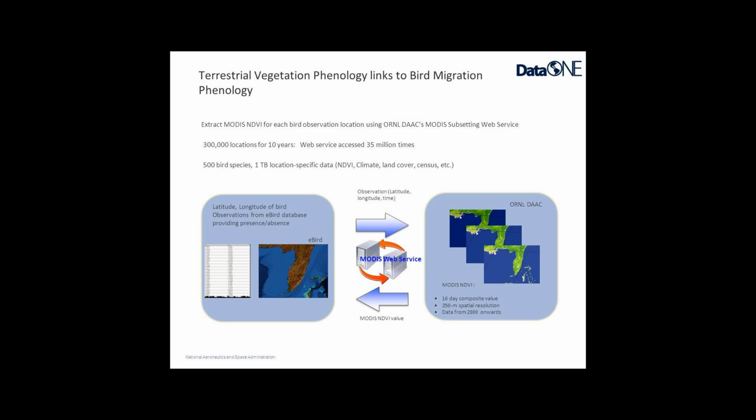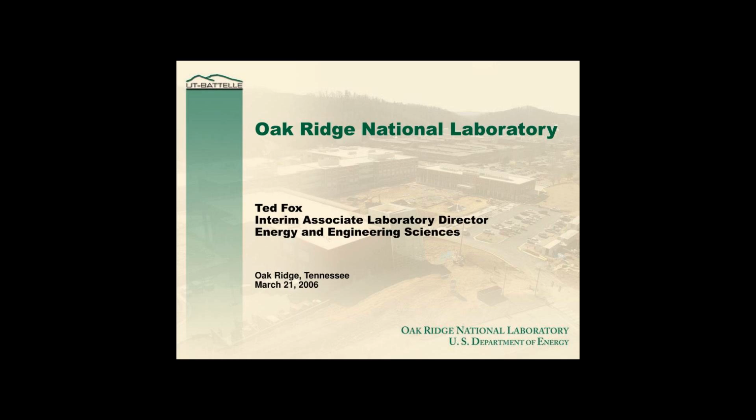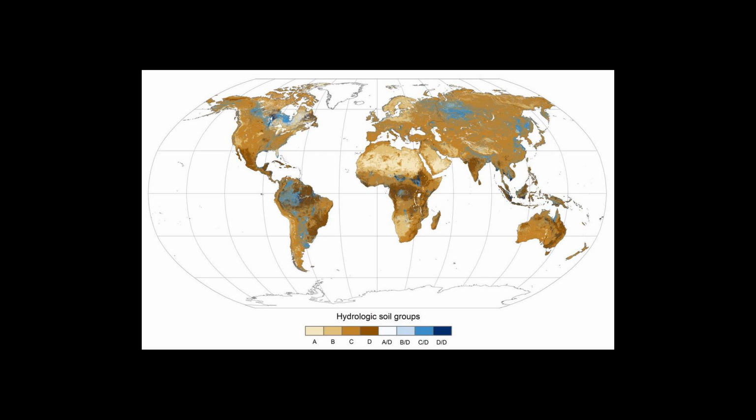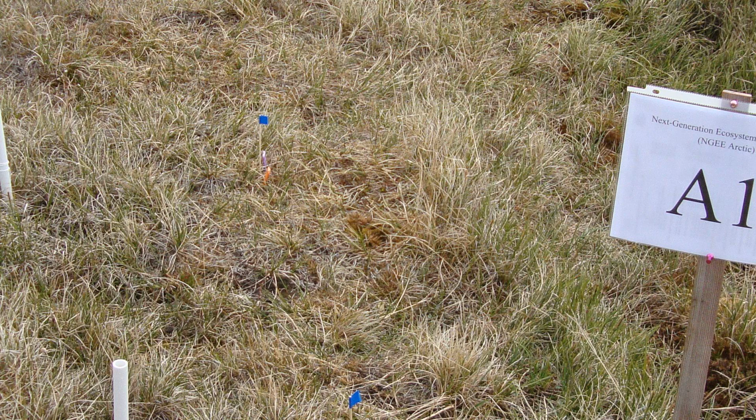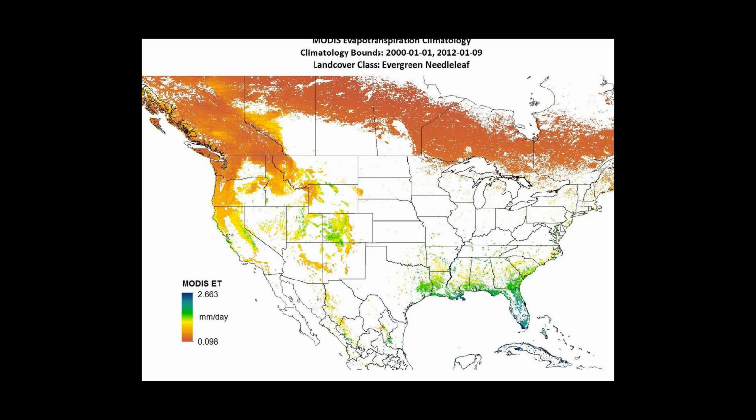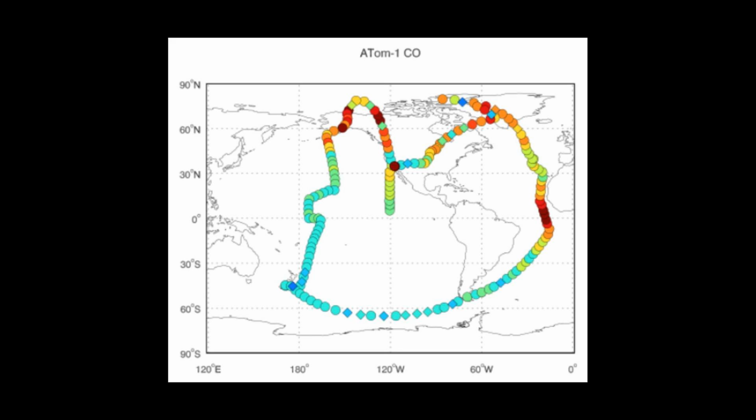The DAAC provides data and information relevant to biogeochemical dynamics, ecological data, and environmental processes, critical for understanding the dynamics relating to the biological, geological, and chemical components of Earth's environment.